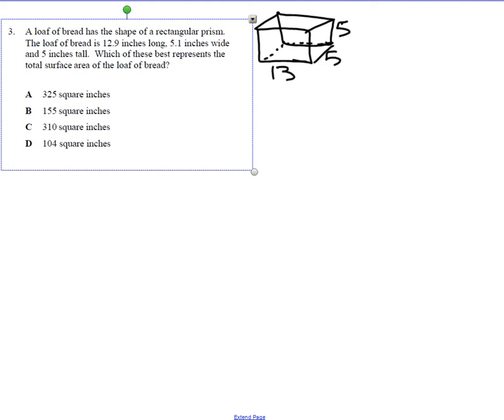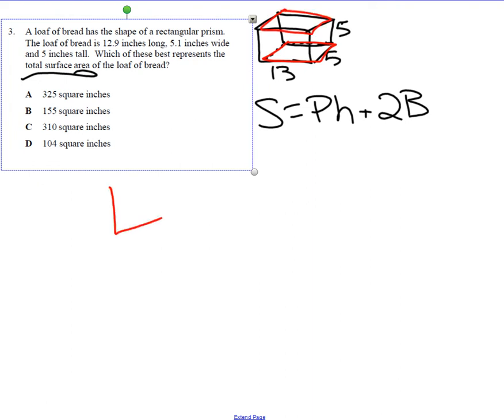Okay, again, since we want total surface area, we have our formula, which is perimeter times the height plus 2 times the area of the base. Since it's a rectangular prism, our base can be any of these rectangles, but we're going to go with the top and the bottom. We can draw it out separately so we don't get mixed up. So we're looking for what is the perimeter and the area of that rectangle. So our perimeter would be 18 times 2, which is 36.